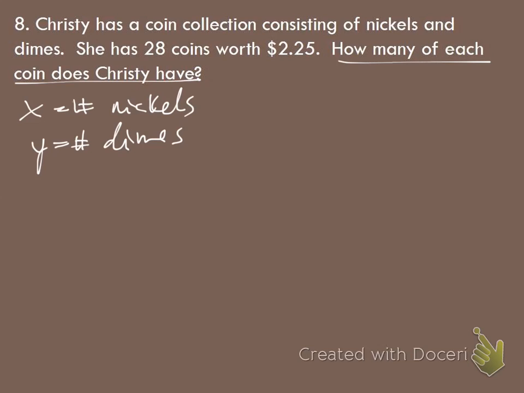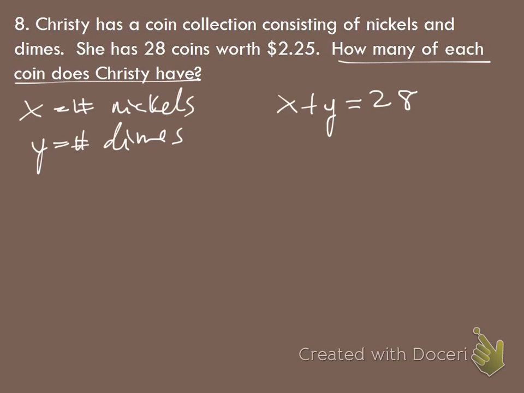All right. So X and Y, two variables because we don't know how many nickels she has, we don't know how many dimes she has. And make sure that you're very specific when you define your variables. X is equal to the number of nickels. Y is equal to the number of dimes. So that when you solve for your variables, you know exactly what they stand for, right? So now, if we take the number of coins that she has of each and add them together, we should get 28 because she has 28 coins, right?